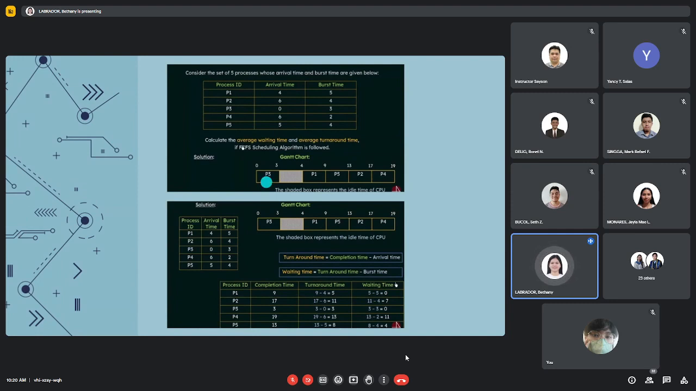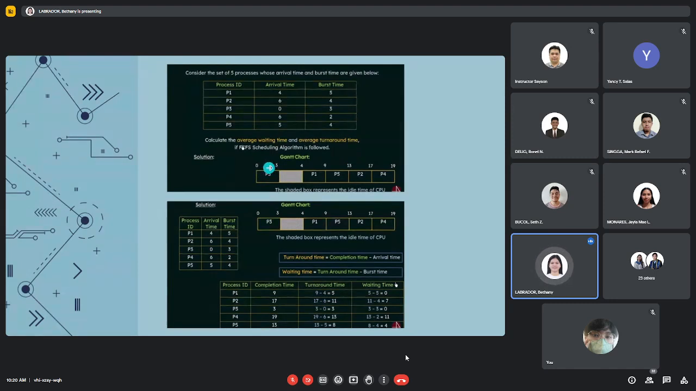Now, how long does process P3 use the CPU? For that, we need to see the burst time of process P3. The burst time of process P3 is 3 units of time. So the process P3 will be executing for 3 units of time. So this is why we have shown this 3 over here.